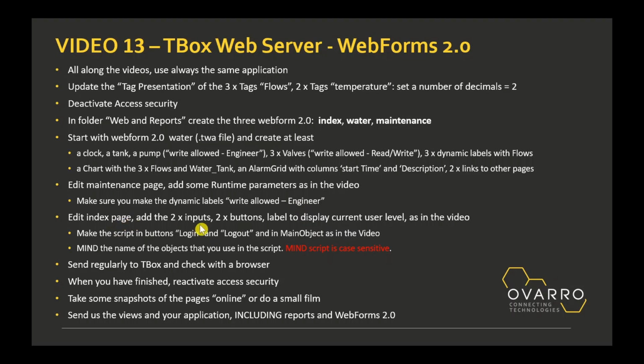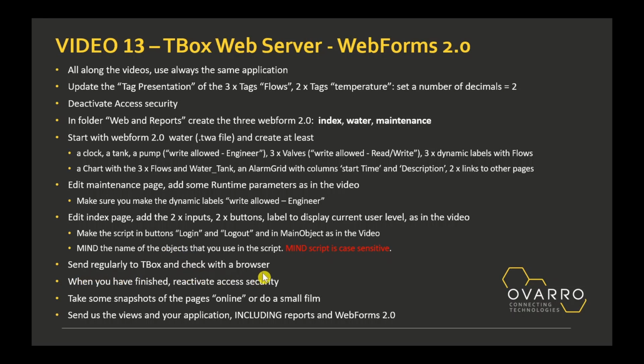Edit the index page. Add the 2 inputs to type name and password, the 2 buttons login and logout, and the label to display the current user. Make the scripts. Be careful in the script. Once again, script is case sensitive. The ID of the object can be changed. Instead of using label_1 or button_1 or 2 or whatever, you can change the name of the object, and those names will be used in the script.